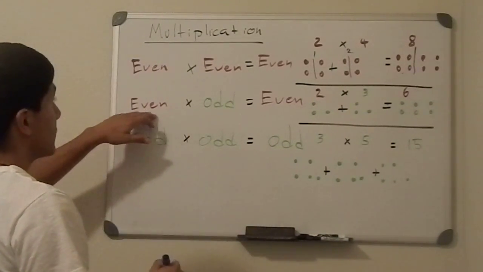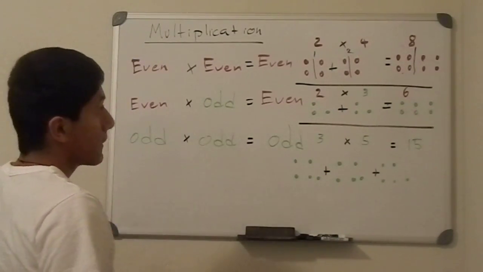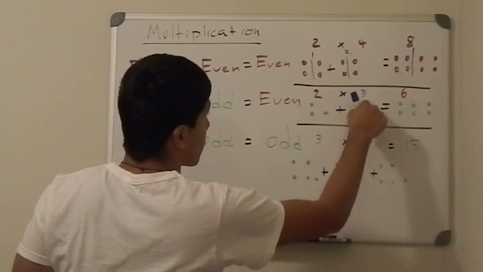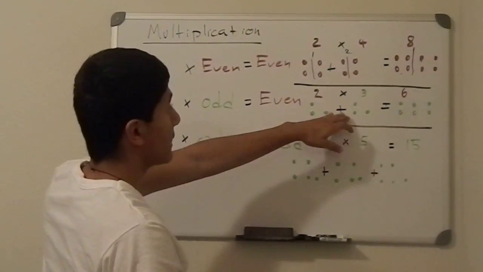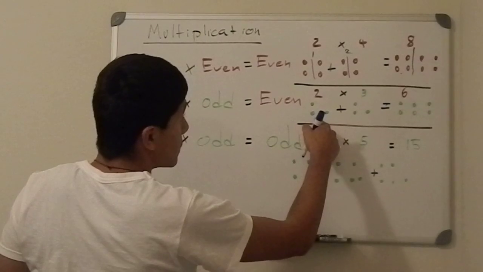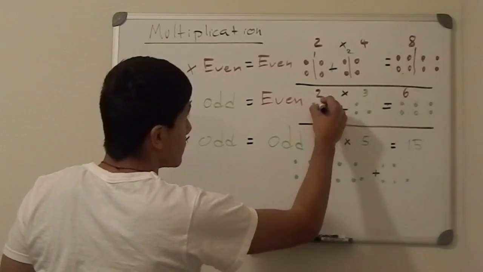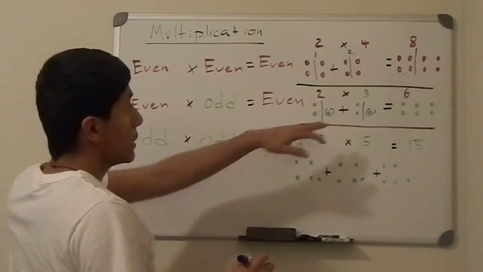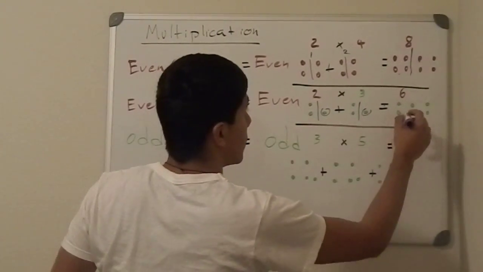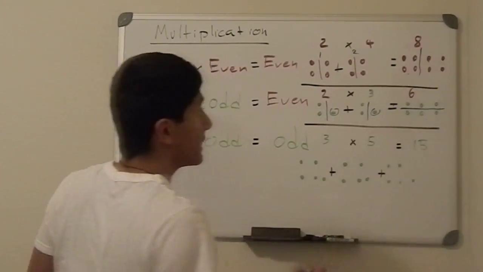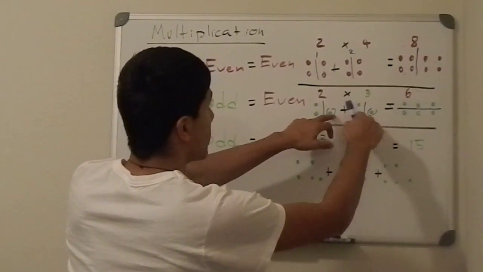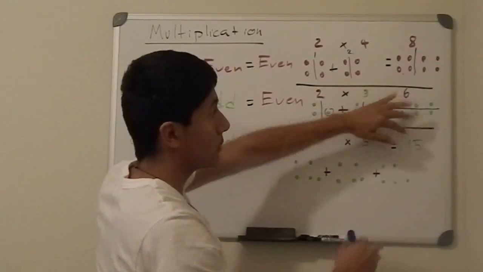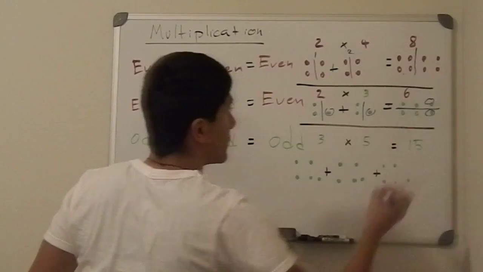Now we move on to even and odd, and it makes it even. So we have 2 groups of 3, as so, right? And we're adding them. So because these both have an odd man out, when we combine them, we're going to get an even number because these two come together to even it out, as so.